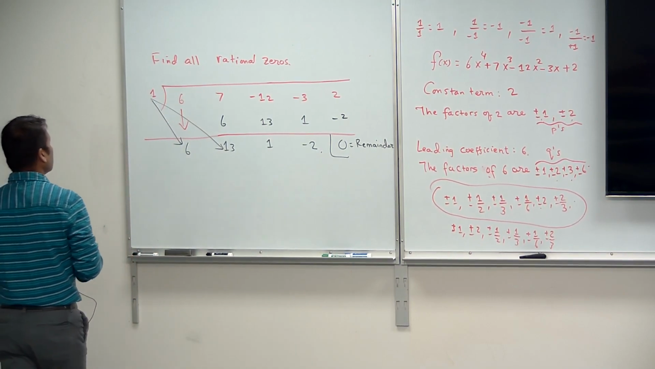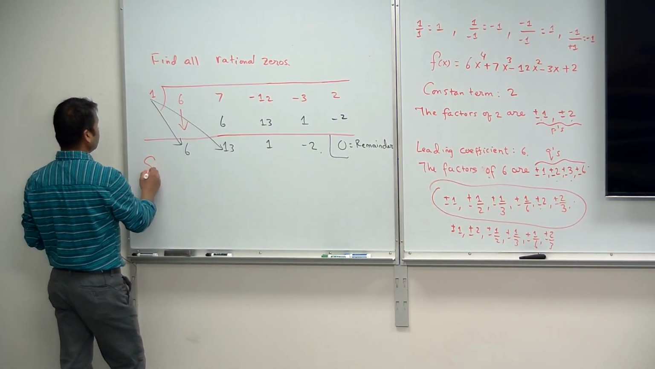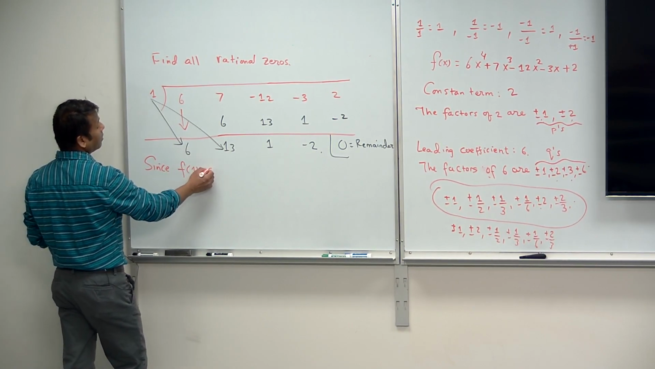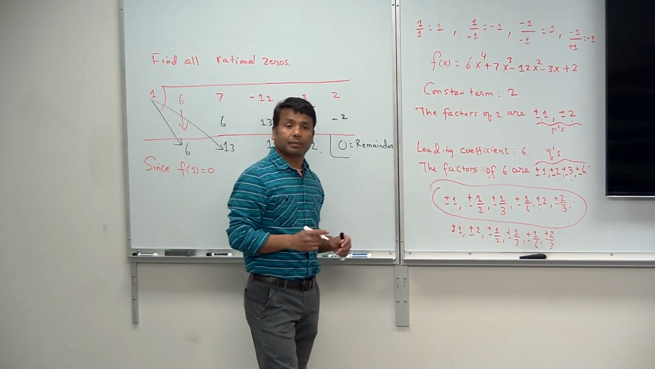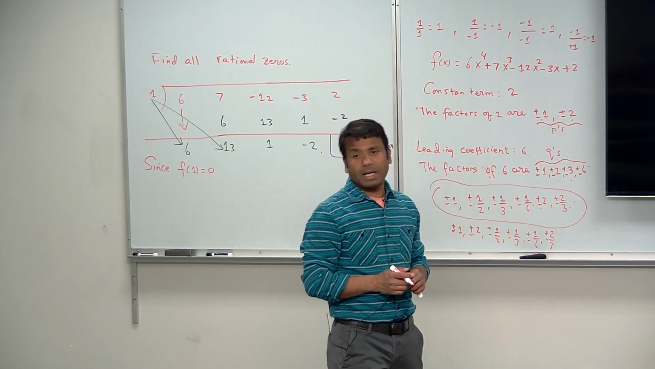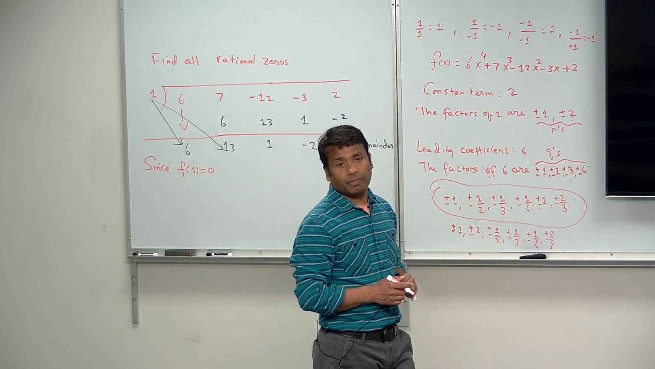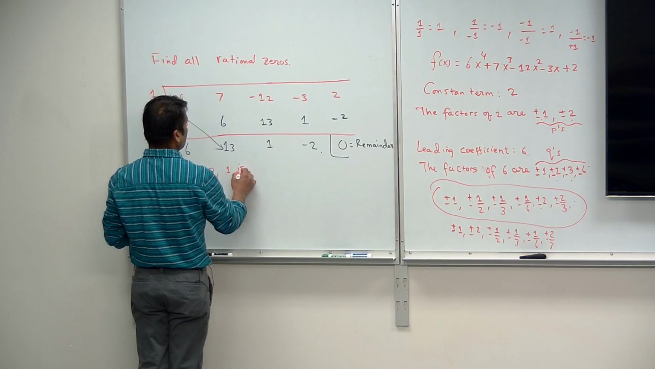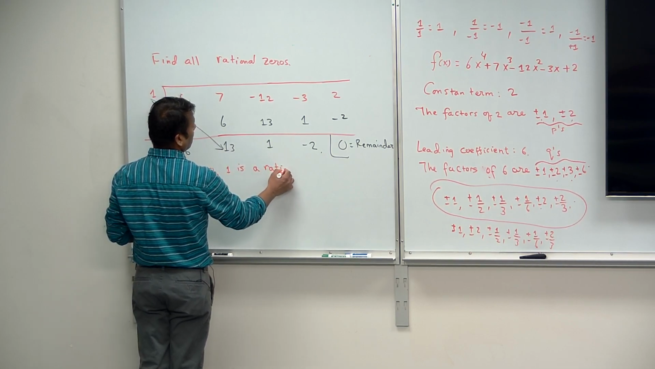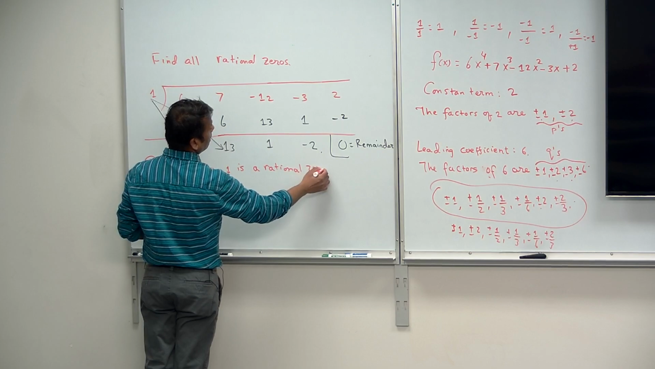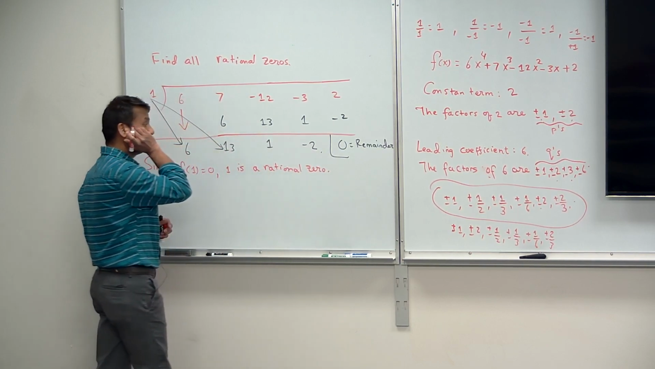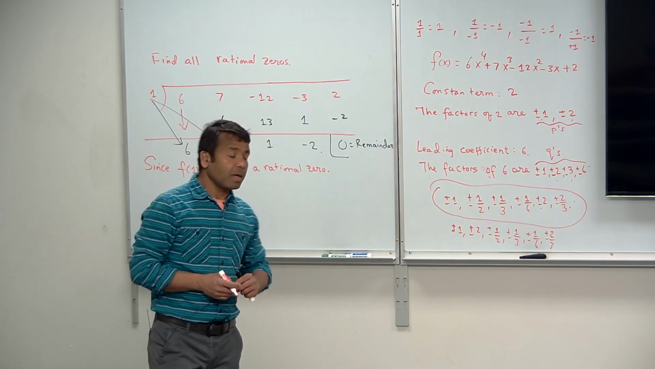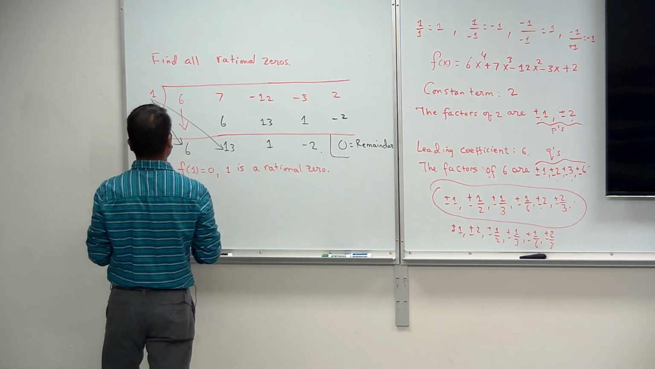So since f of 1 is 0 because the remainder is 0, right? So 1 is a rational zero. Makes sense?